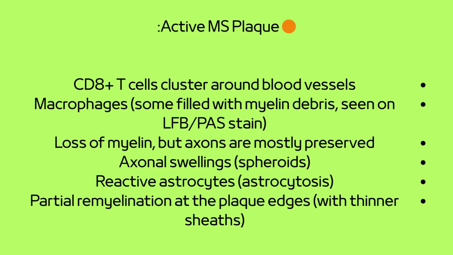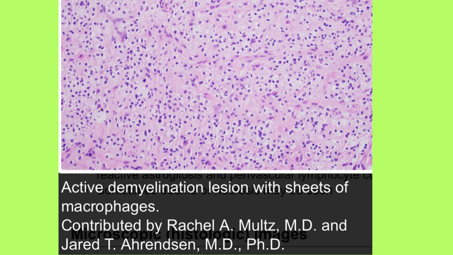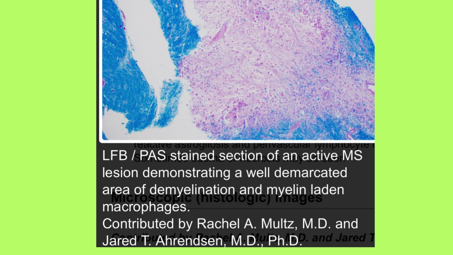Active MS plaque. CD8 plus T cells cluster around blood vessels. Macrophages, some filled with myelin debris, seen on LFB stain. Loss of myelin, but axons are mostly preserved. Axonal swellings, spheroids, reactive astrocytes, astrocytosis, and partial remyelination at the plaque edges, with thinner sheaths.